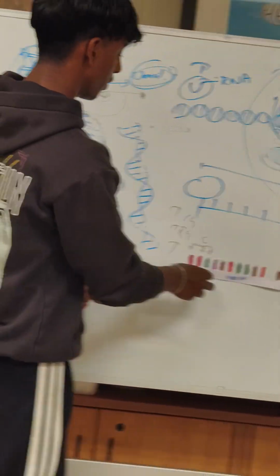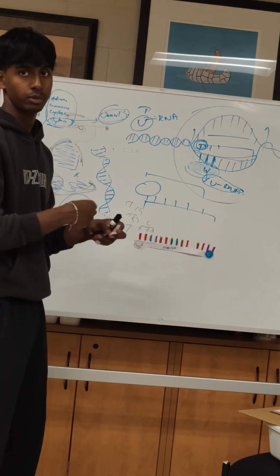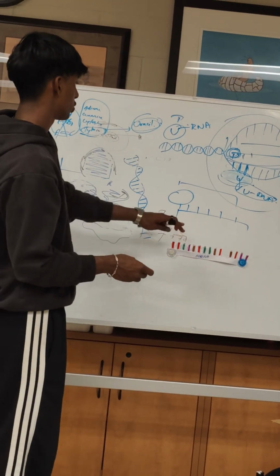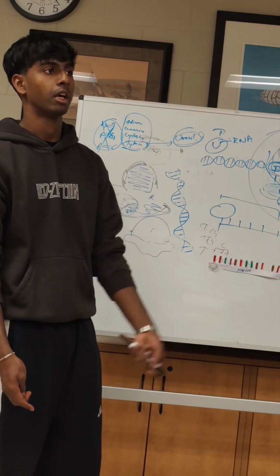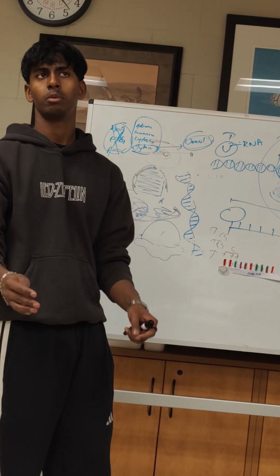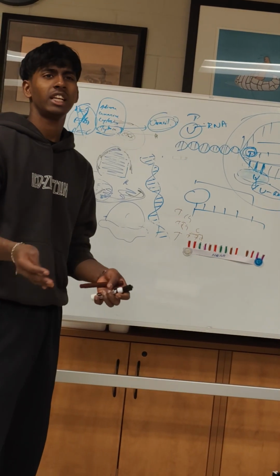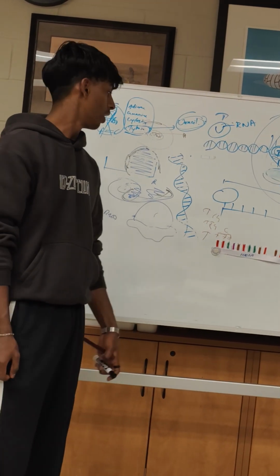So that's the 3 types of mutation: substitution, where something just comes in place of another, insertion, and deletion. And you know what mutation is. Mutation is just the change in the sequence of the RNA or DNA.